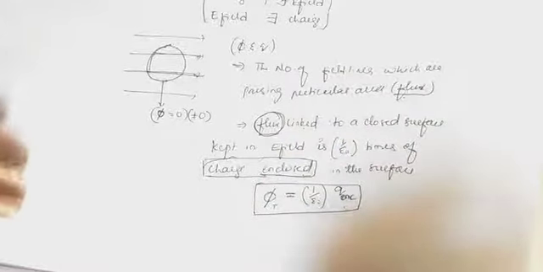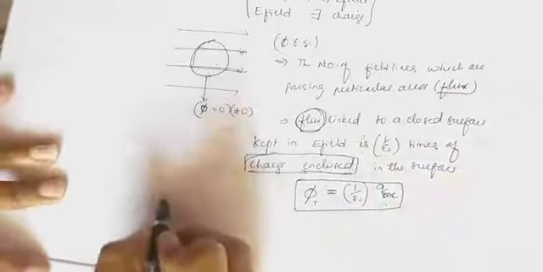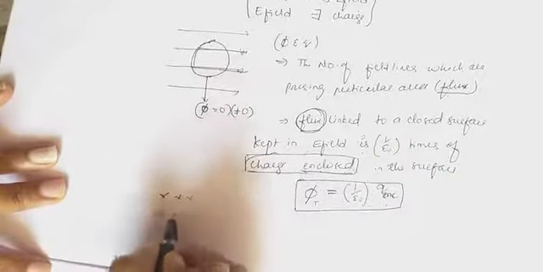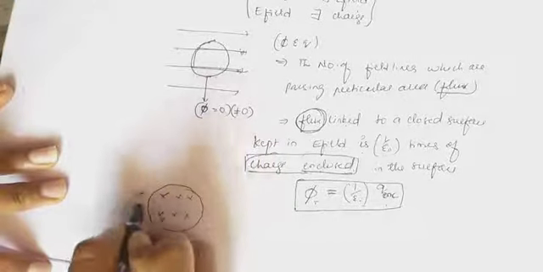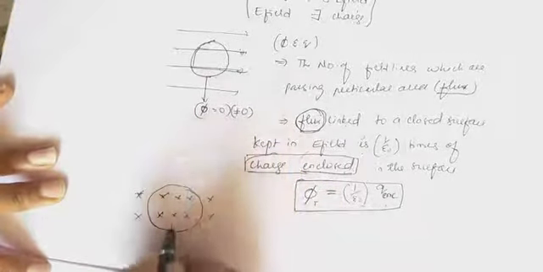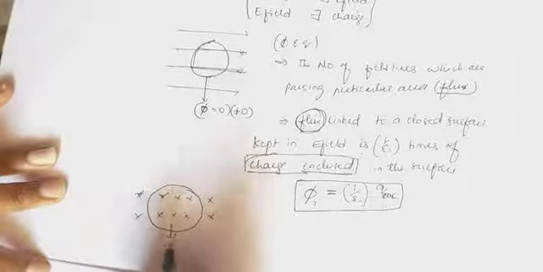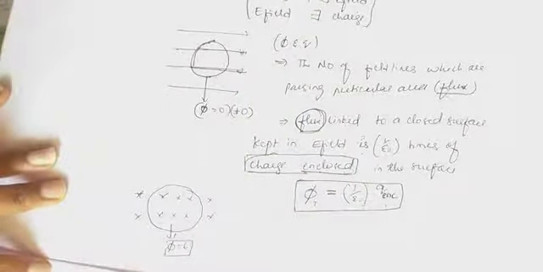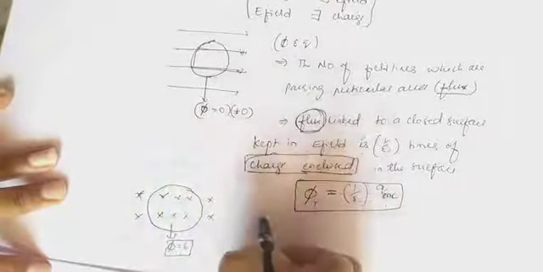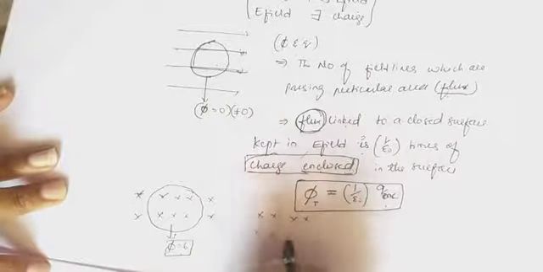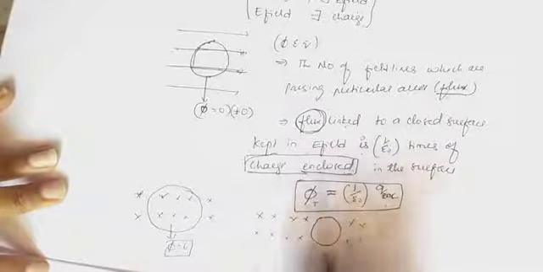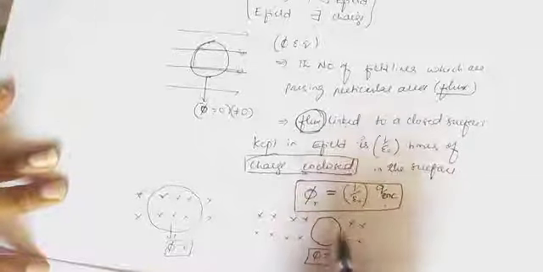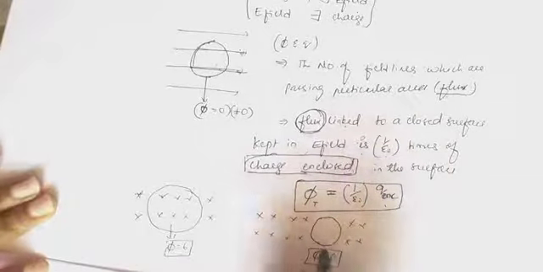Let's see here. These are 6 charges. Let us consider these are the charges enclosed by this closed surface. So here we are getting some flux, and that flux is 6, the number of field lines passing through that surface is 6. Now consider another closed surface. The flux linked with this closed surface is 0, because there is no field line entering through this area.